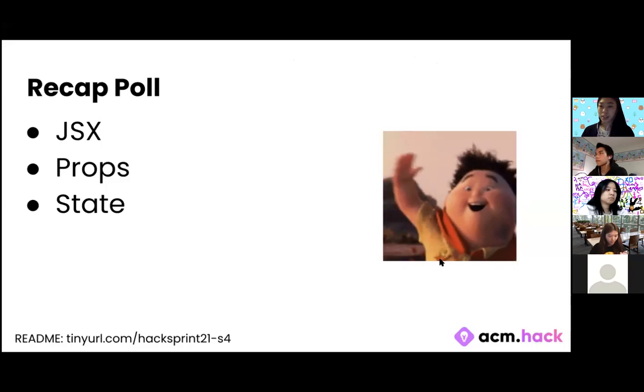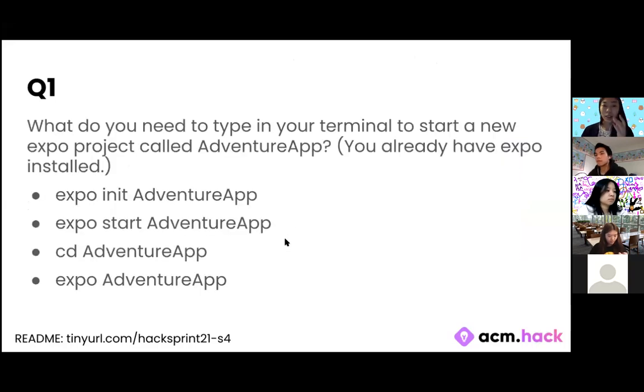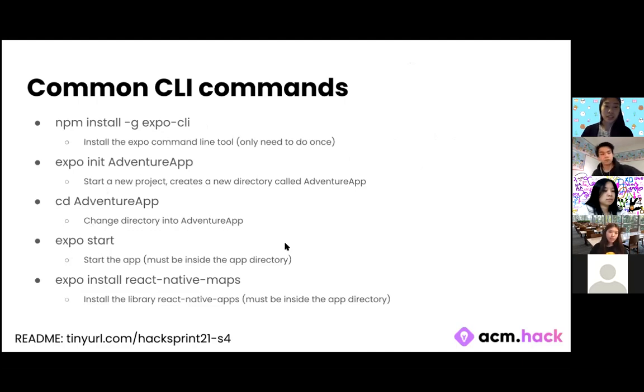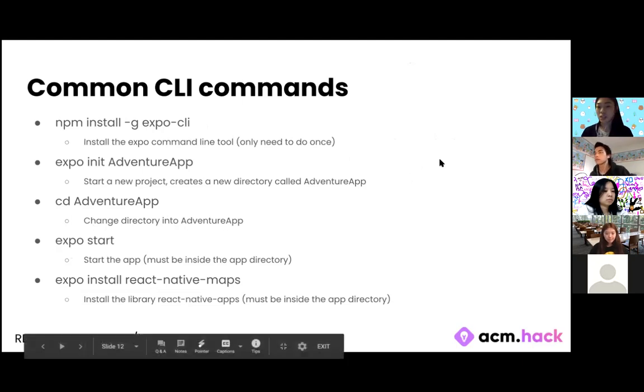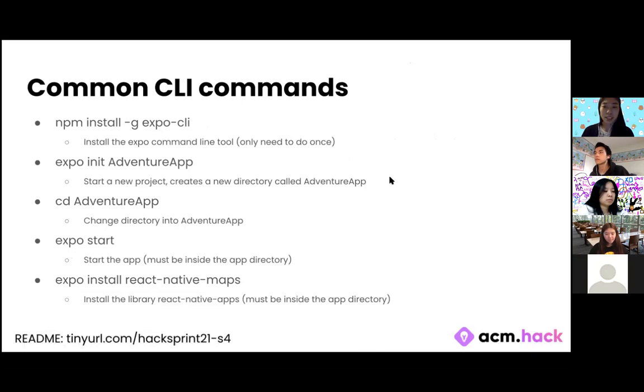Yeah, I shared the poll results, and I also have a couple slides to go with these, so we're just going to go through them. So for the first question, what do you need to type in your terminal to start a new Expo project? The correct answer was the first one, Expo Init Adventure App. The other one, Expo Start, is actually for when you've already created the app and you want to start it up so you can see how it looks. You do Expo Start, but you don't need to say the name of the app, just Expo Start. CD Adventure App is to change directories into the folder, and then Expo Adventure App is just incorrect. It doesn't mean anything.